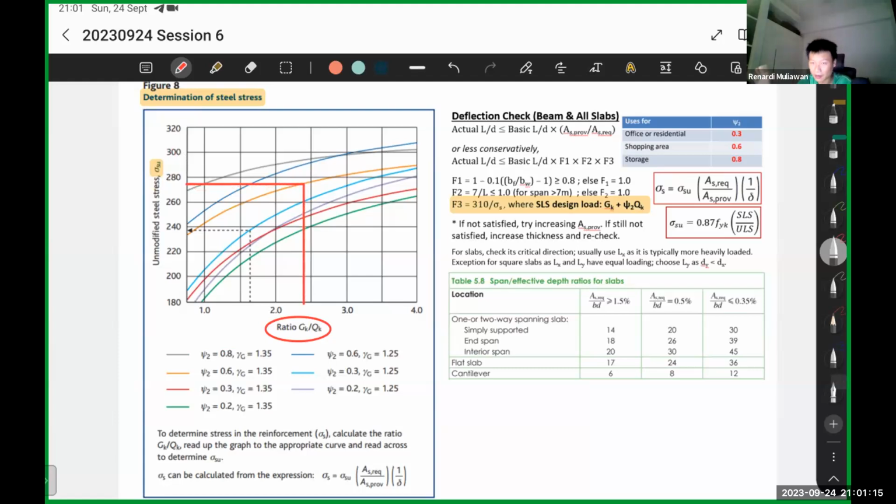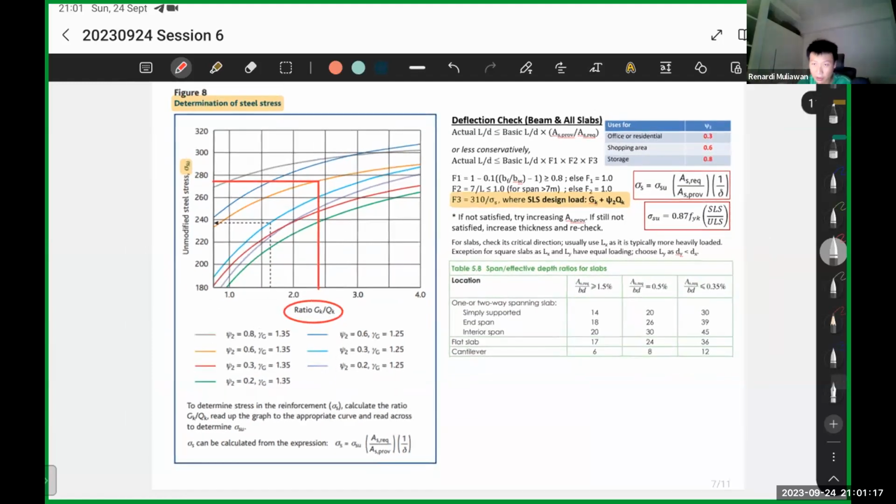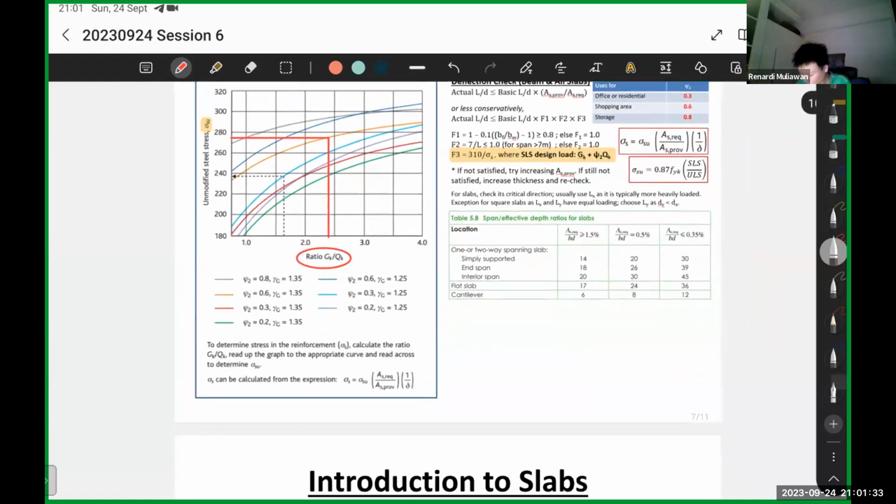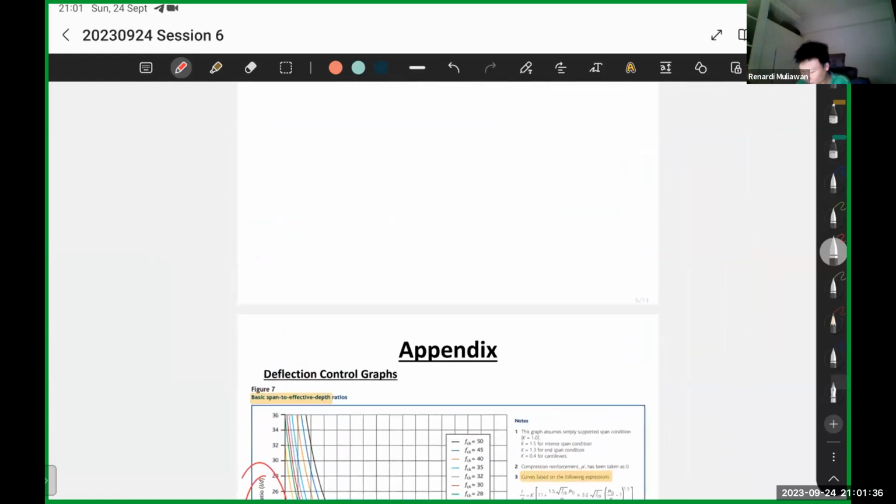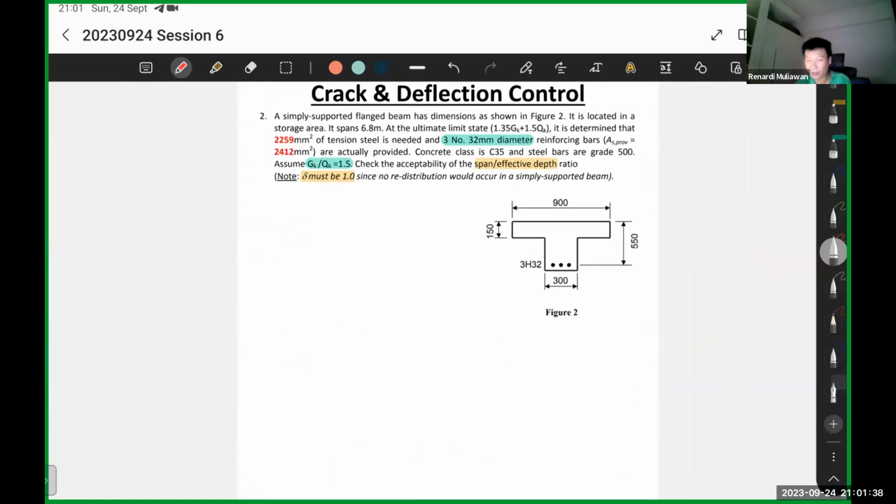Again, this one I still prefer to use the formula, but I'm just showing you here just in case you see this in tutorial or lecture, but then you don't know what this is. But this graph is basically this formula. So you don't need to worry too much. With that said, I hope you can do the deflection check. Actually, deflection check is way more important than crack control, although crack control also you need to limit it. But my emphasis today is actually the deflection check.